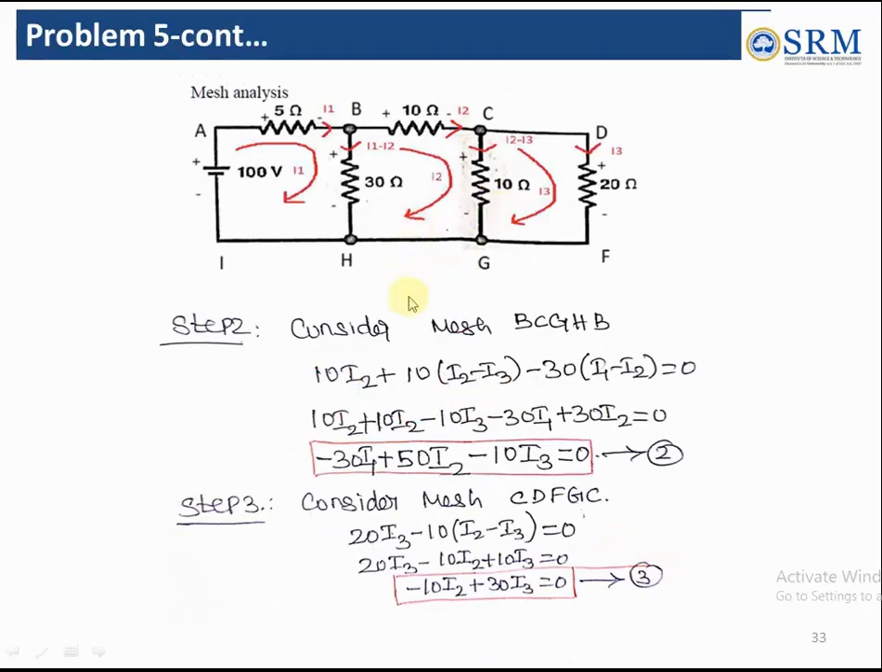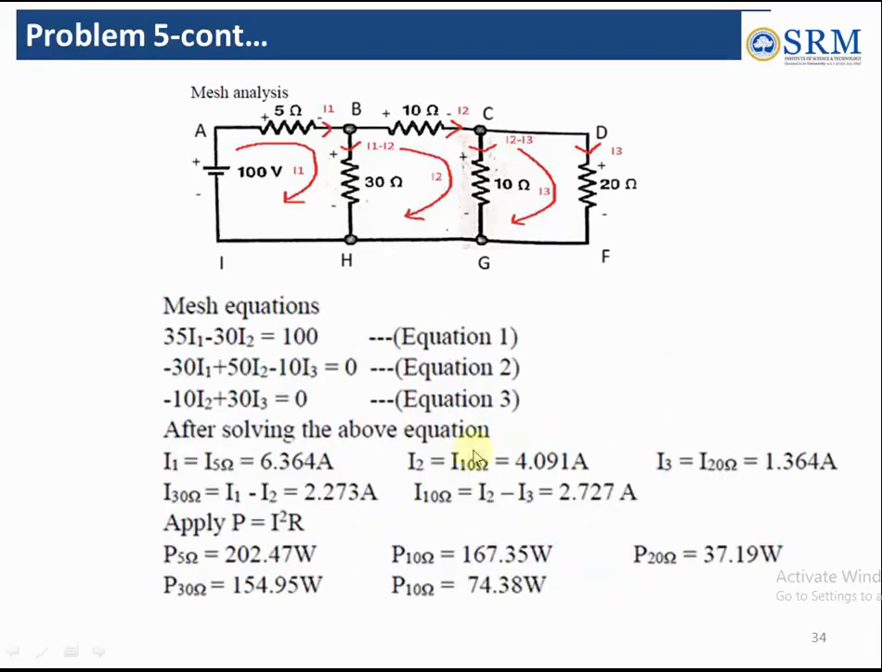Now for the second mesh, B, C, G, H, B, we get 10 I2 plus 10 into (I2 minus I3), minus 30 into (I1 minus I2), always I1 is greater than I2, and I2 is greater than I3, in that way. If we simplify, we get the second expression. Considering the third mesh C, D, F, G, C, what happens? 20 I3 plus 10 into (I2 minus I3) equal to 0.